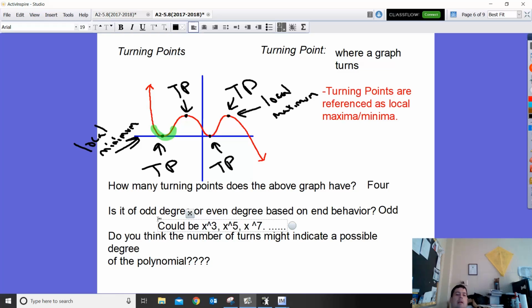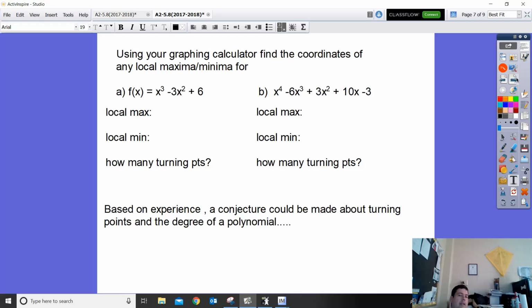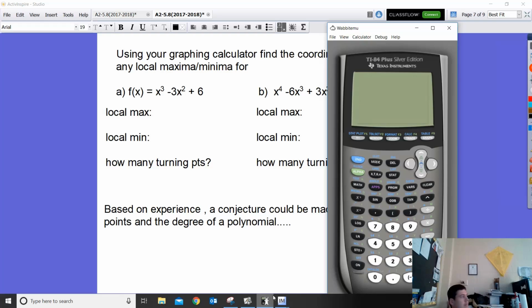There is. And to help you establish that idea, we're going to do example B on the next slide. And this is a calculator thing. It says use your calculator to find the coordinates of any local maxima or minima for the given equation. So I'm going to go to my good old trusty TI-84.